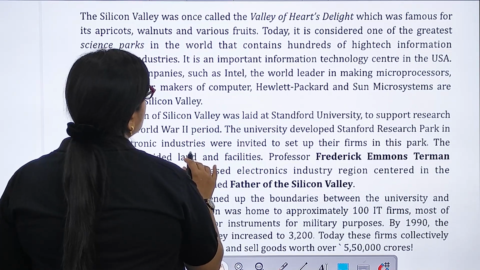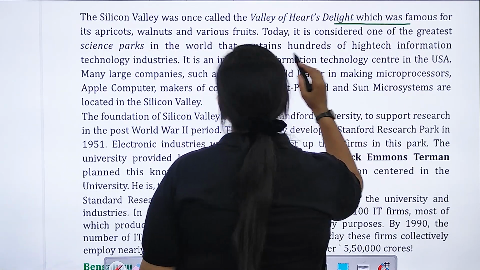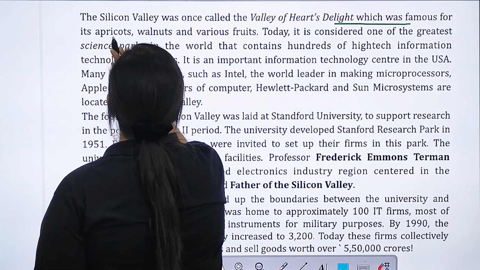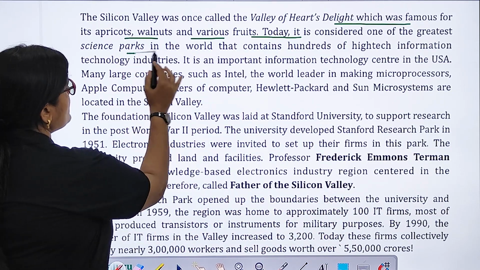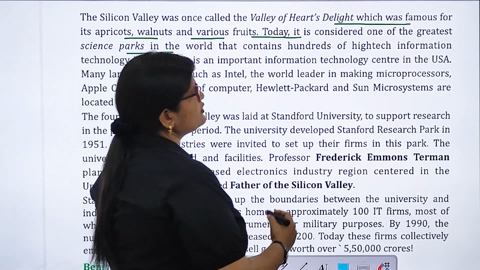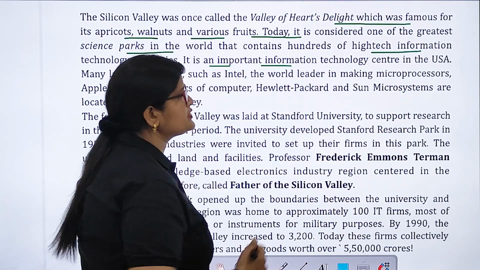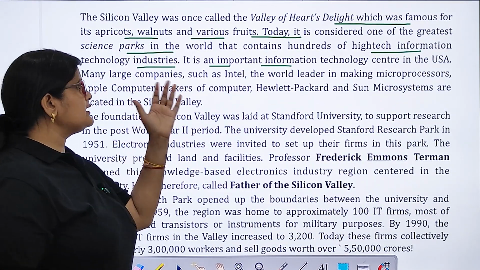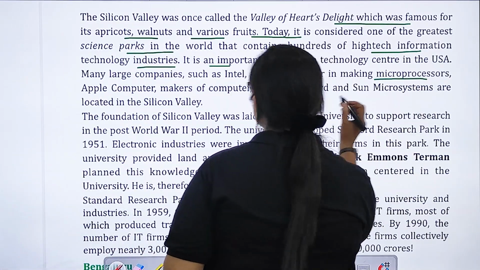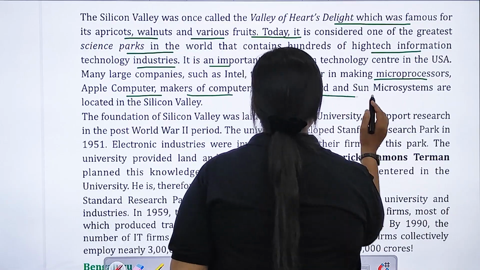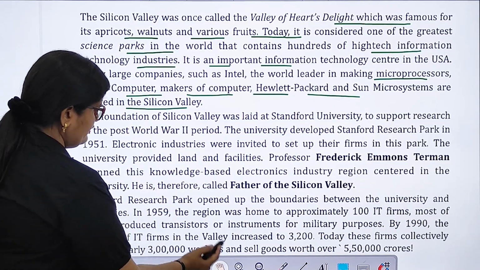Silicon Valley was once called the Valley of Heart's Delight, which was famous for its apricots, walnuts and various fruits. Today it is considered one of the greatest science parks in the world that contains hundreds of high-tech information technology industries. It is an important information technology center in the USA, with many large companies such as Intel, the world leader in making microprocessors, Apple, makers of computers, Hewlett Packard and Sun Microsystems located at Silicon Valley.